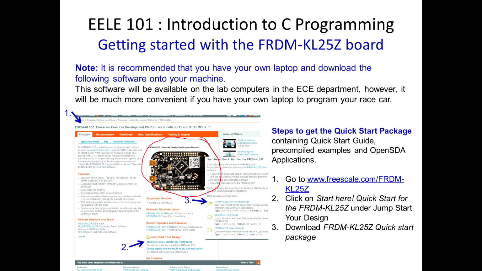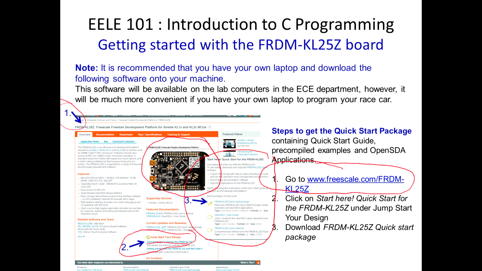So what you'll need to do is go to the Freescale support page for this board. The link is provided there. That's the first thing to do. So you do that, and this page opens up. Now you see a little link here that says jumpstart your design. That's what you need to do here, and now you need to click on start. If you do it, this page opens up, and you need to then download this quick start package.